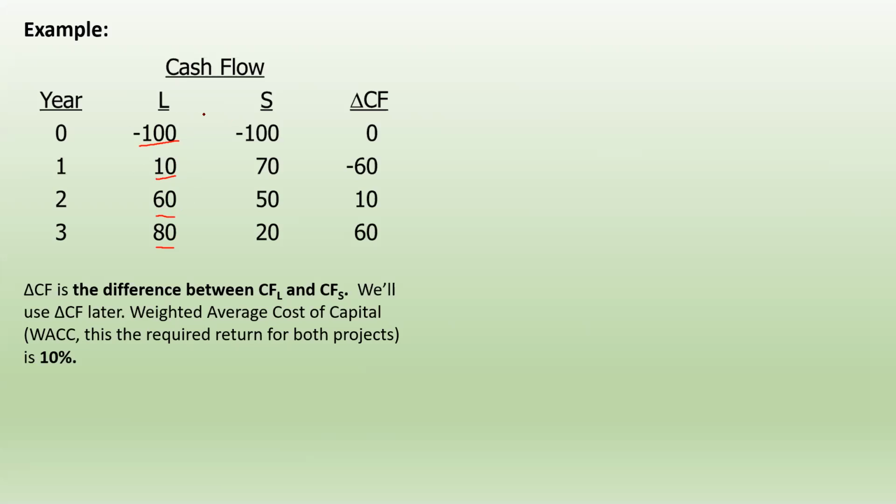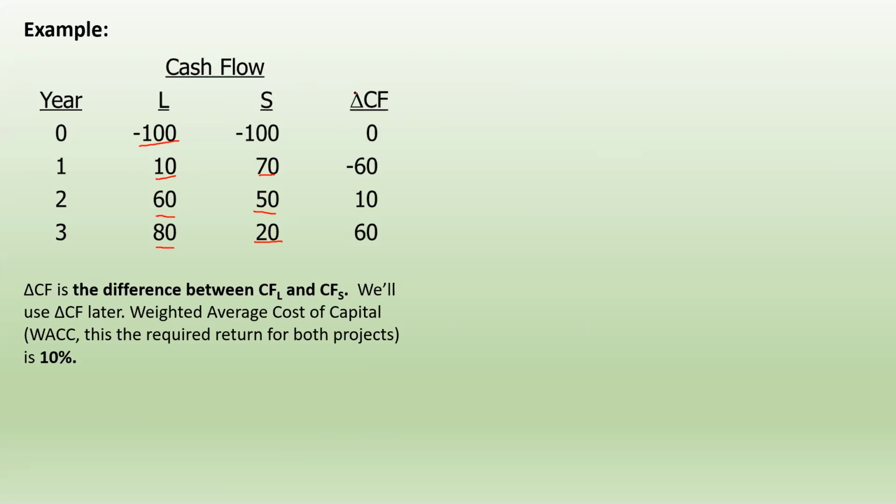And comparably, we have another project called S. This S project also needs a $100 initial investment. And then it will receive three cash flows over the next three years: $70, $50, and $20 respectively.